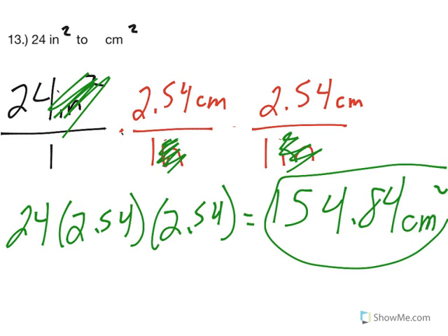Now remember, for these 2 identity ratios, there's actually 2 options. And if you used the other option, you might have an answer slightly different than this one, but it should be pretty close.